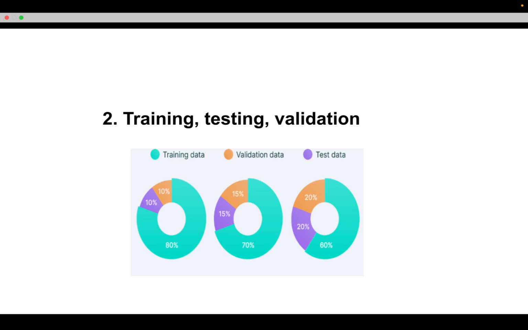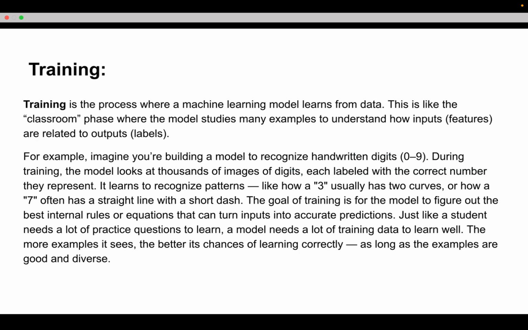Number 2, training, testing, and validation. Training is a process where a machine learning model learns from data. This is like the classroom phase where the model studies many examples to understand how inputs, that's the features, are related to outputs, the labels.